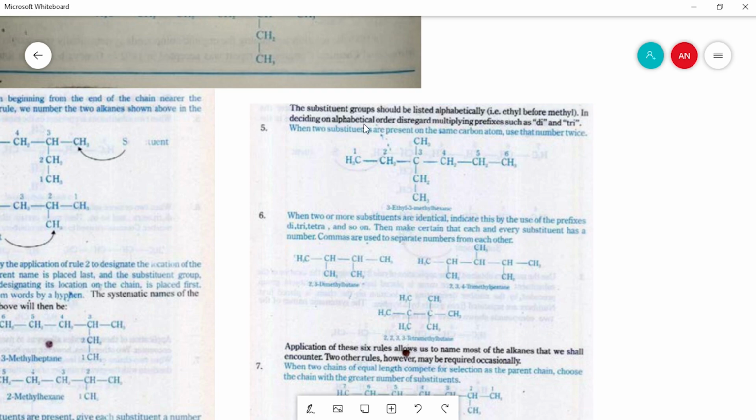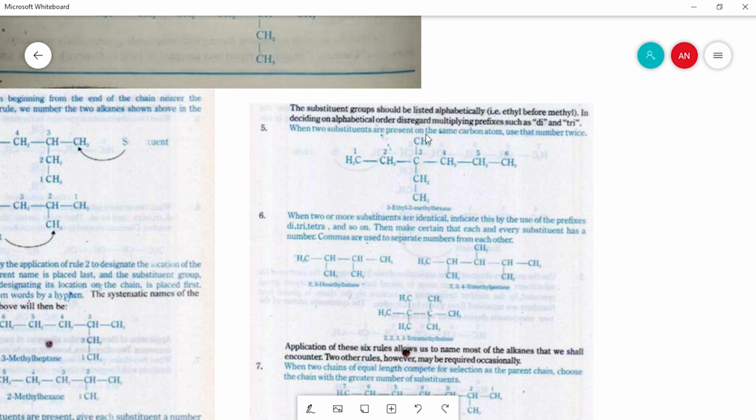In deciding on alphabetical order, disregard multiplying prefixes such as di and tri. This is saying that we'll not name on the basis of di and tri; we'll neglect di and tri when we are naming the compound, right?